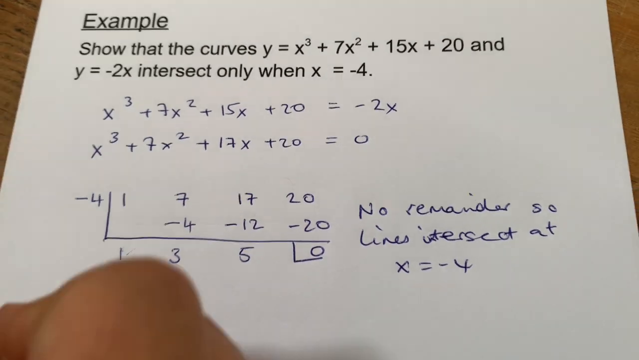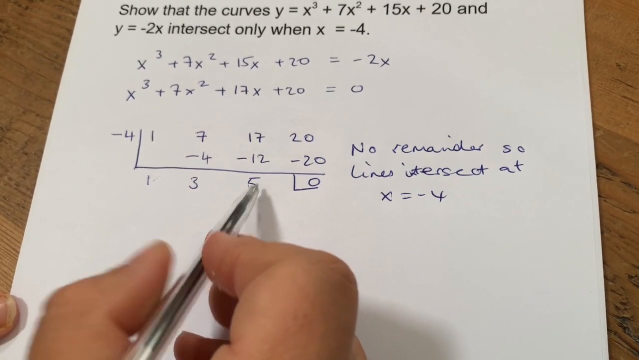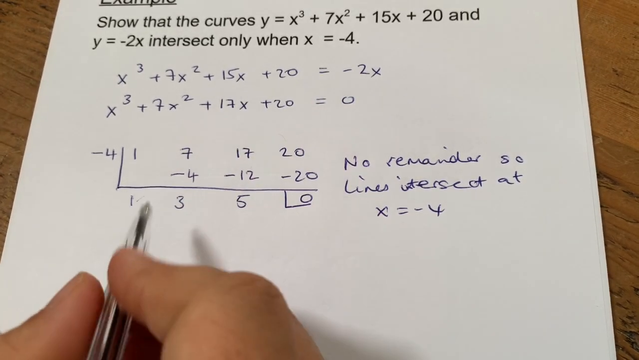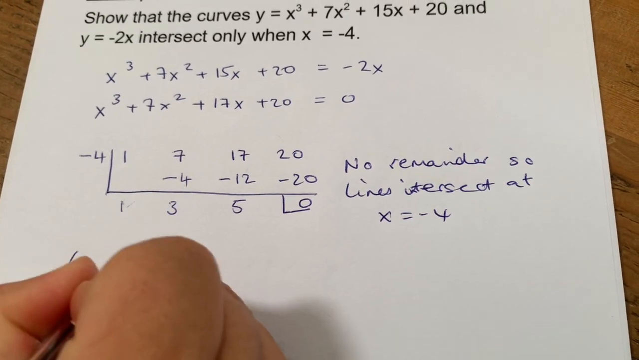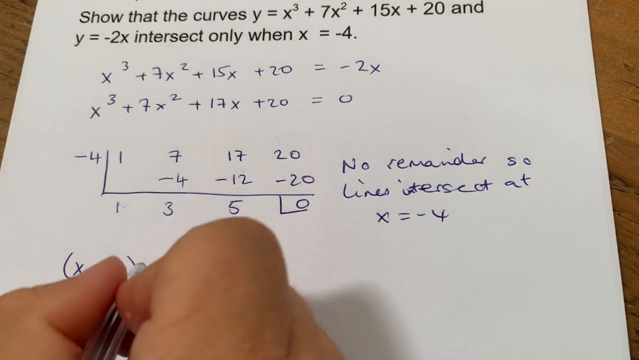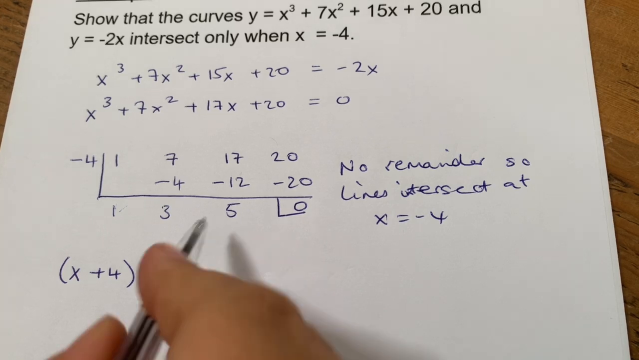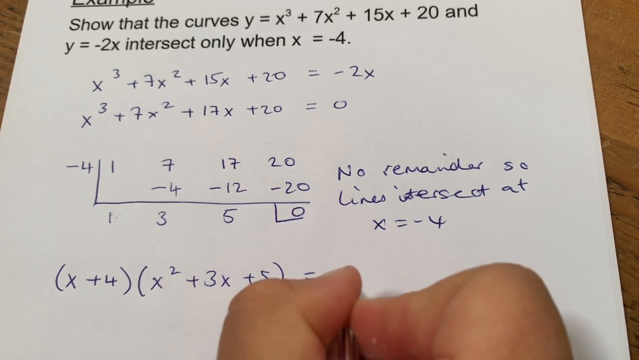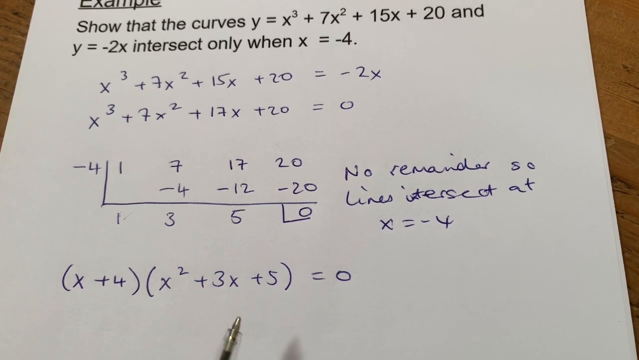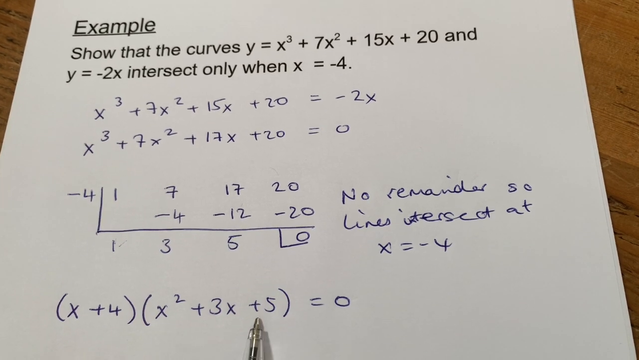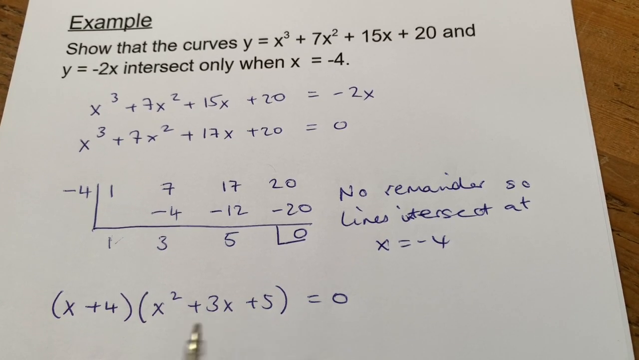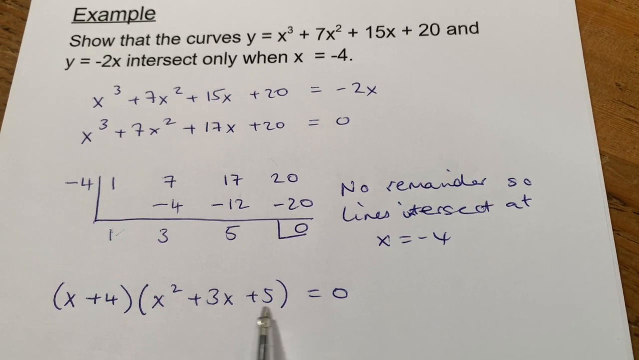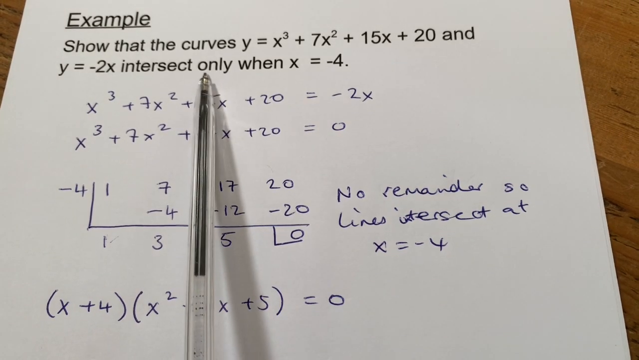So let's go back to this and let's complete the factorizing. So I could take this expression, start factorizing it, and I know that when x equals -4, it was a root, so therefore x plus 4 is a factor. I'm going to get the rest of my terms from here. So I've got my x squared plus 3x plus 5, and that equals 0. Now, if I was able to factorize this further, that would give me my further solutions. However, I don't think I should be able to factorize that further because it says it only intersects once.